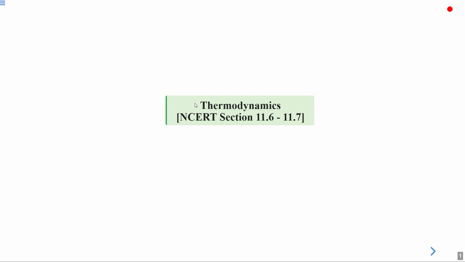Hello, students. In today's lecture, we are going to learn about thermodynamics, NCERT sections 11.6 and 11.7.